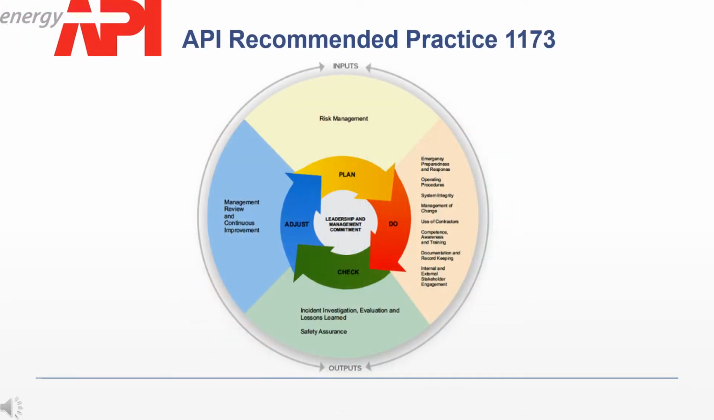The approach to API 1173 compliance is entirely analogous to risk-based process safety. The main difference is cosmetic, since the API uses the Shewhart Plan, Do, Check, Act diagram.